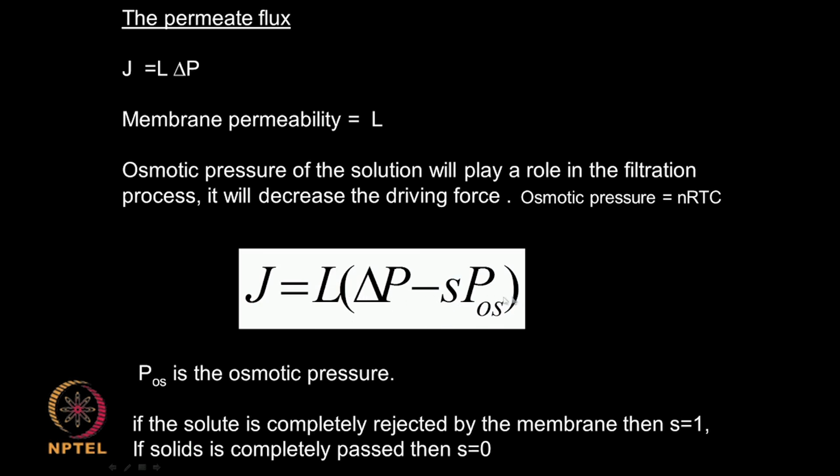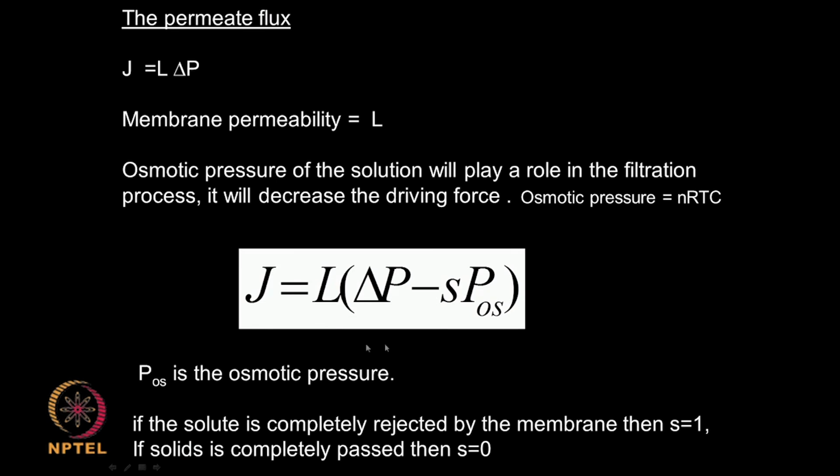that means the solids are completely passed. S is equal to 1, the solids are completely retained, or the solids do not pass through the membrane material. So, if the solids do not pass through the membrane material, you have on the upstream the concentrated solution with the solids, and you have on the downstream only the pure solvent. So, osmotic pressure will be fully acting, whereas if the solids completely pass, you have on both sides a solution containing solids. So, there will not be any osmotic pressure acting. So, S will become 0.